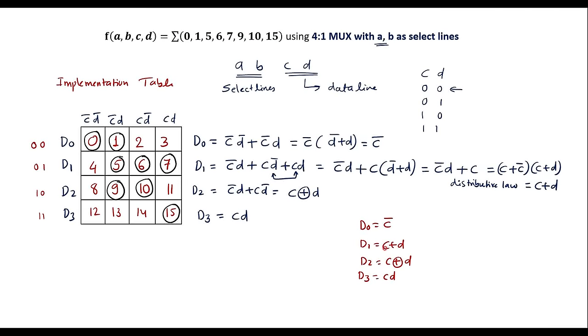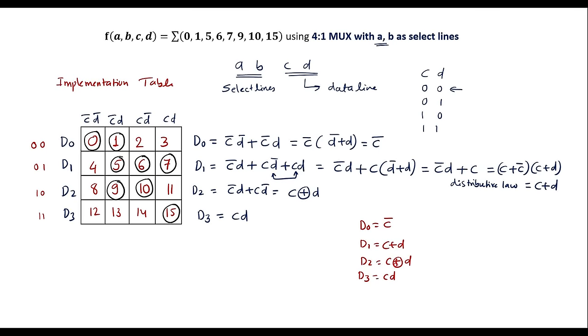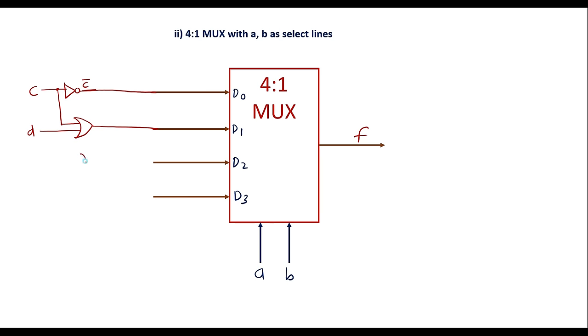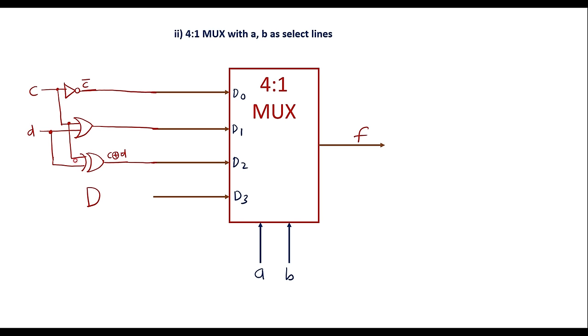Now D1 is equal to C plus D. So we need one OR gate. Inputs for this are C and D. The output of this is connected to D1. So when AB is 0, 1, then the D1 line is selected. Similarly, D2 is equal to C XOR D. Let me use one XOR gate. One input is C and another input is D. The output of this is C XOR D, connected to D2. Similarly, D3 is equal to CD. So we need one AND gate. Inputs are C and D. CD is connected to D3.